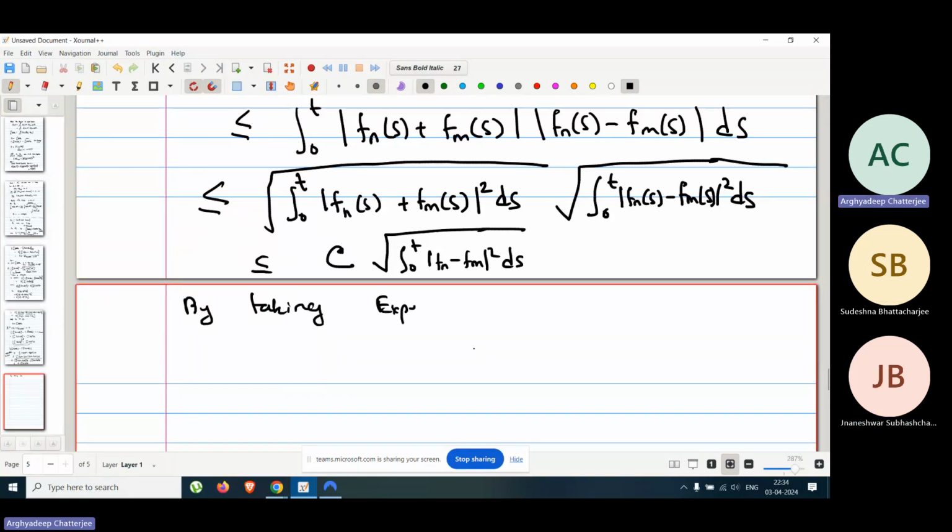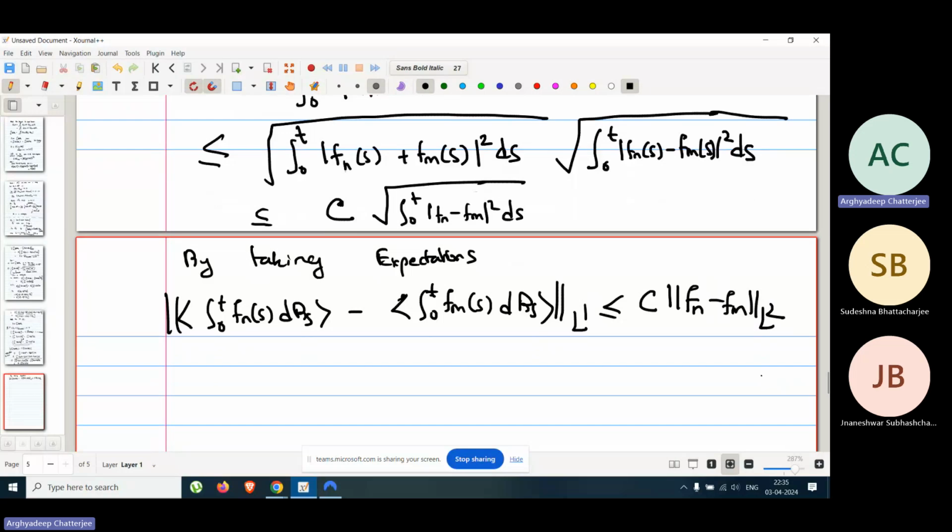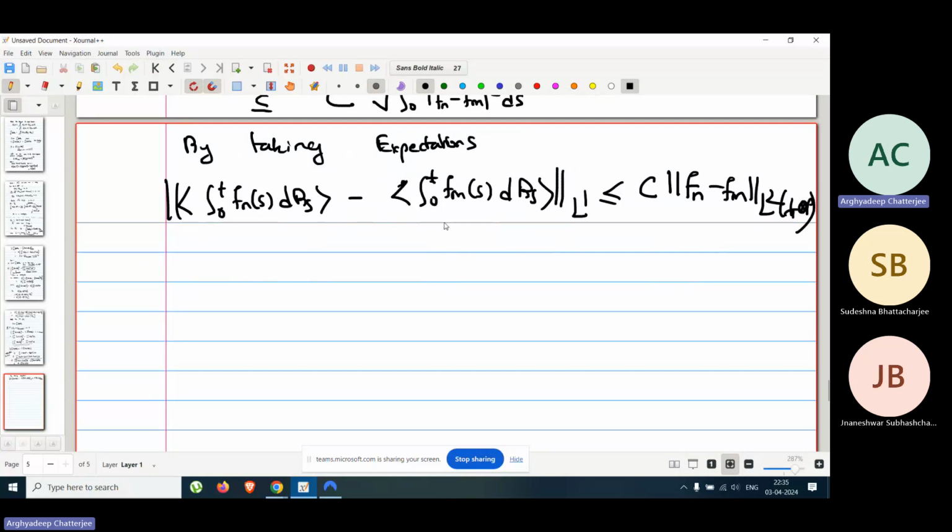By taking expectations, we have that this L1 norm is less than c times, not even the root, we directly have c times the L2 norm of this, the L2 norm of that lambda_t product. So this is the argument basically.